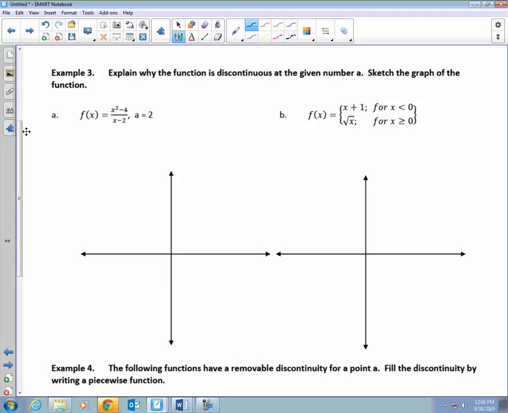Explain why the function is discontinuous at the given number a. Sketch a graph of the function: x squared minus 4 over x minus 2. Somebody new second hour, see if you guys know. Do you know what this graph looks like or how we can figure out what it looks like?